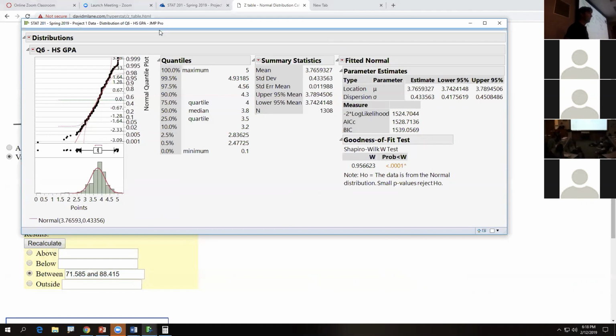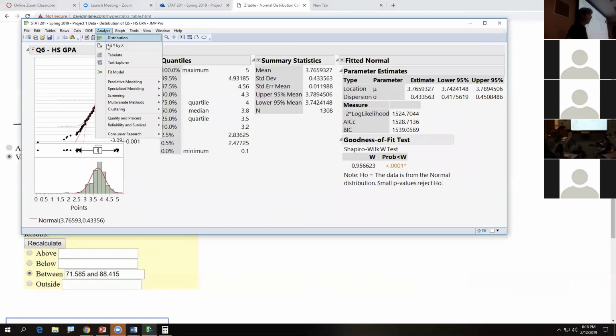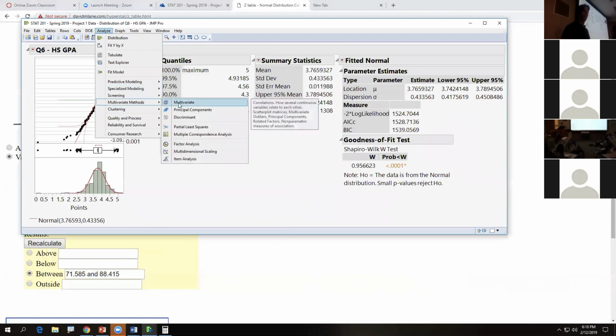So I'm actually going to show how to make a scatter plot too right now. You can do the correlation scatter plots with multivariate right here under the menu.